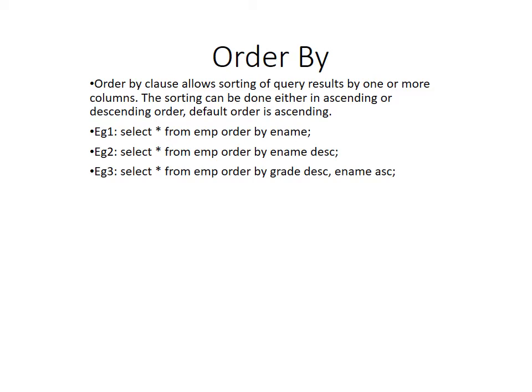Another example, select star from EMP order by ename DESC. That means to select the entire data from the table EMP and sorted by ename. But this time it is different. This time it is in the descending order, not in the ascending order. Now the third example, select star from EMP order by grade DESC, ename ASC, ascending order.